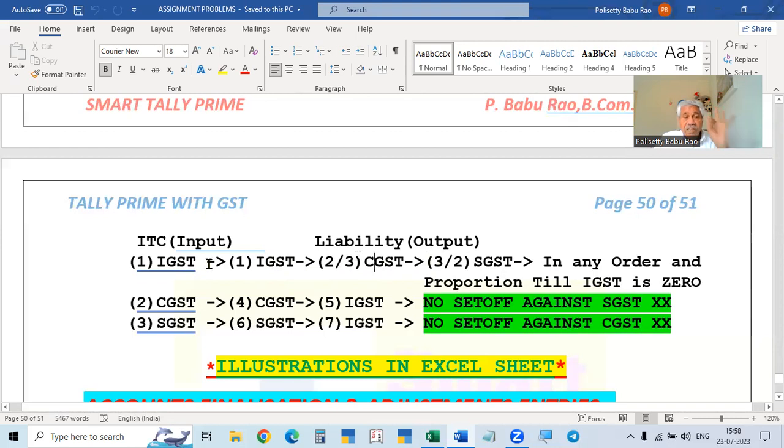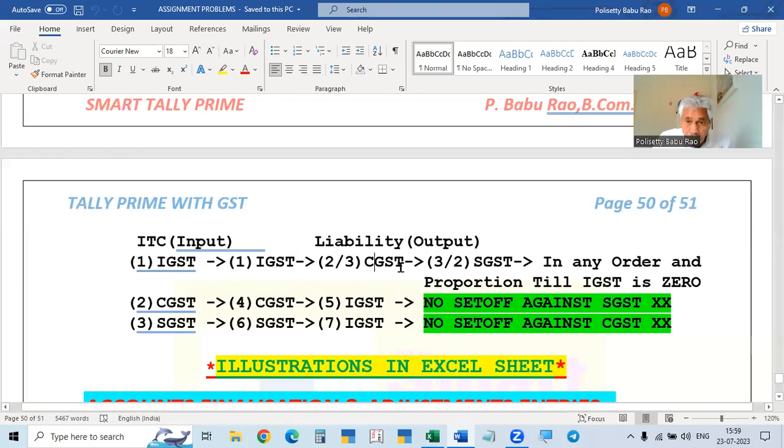After adjusting the total amount against all the three and IGST is completely exhausted, it is zero, then only we have to go further. If after adjusting all the three there is still balance, that will be carried forward to the next month, and the other two input credits need not be used. So you have to use IGST first, then CGST and SGST in any order, in any proportion, till this is zero. If it is not zero, we need not go to the others, and the balance will be carried forward.